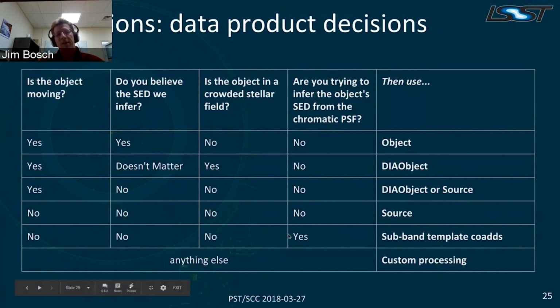And of course, if you can't find a cell or a row that matches what you want to do, you can always do custom processing in the science platform. And I think that's about it.